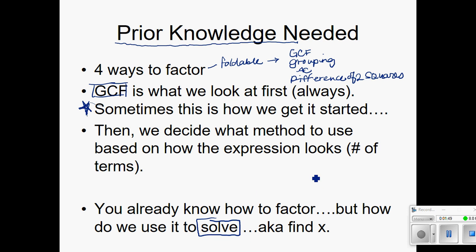Now let me fill you in on just one more thing. When you factored, you were factoring expressions. Expressions do not have equal signs. We are solving problems. Those are equations, and equations have equal signs. And that will help us solve for x. All right, let's get started with our first example.